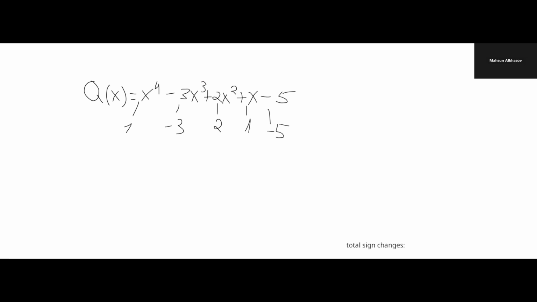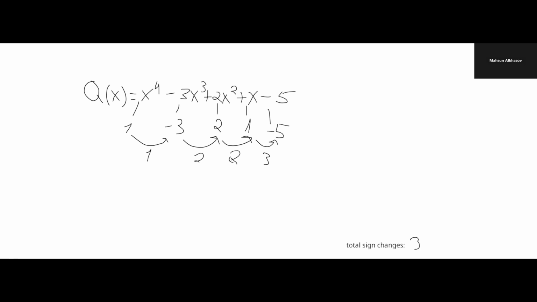Let's find total sign changes. From 1 to -3, we have one sign change from positive to negative. Here we have a sign change from negative to positive, which makes it 2. From 2 to 1, both are positive, so there is no sign change. It remains the same, 2. And from 1 to -5, we have a sign change from positive to negative, which makes a total of 3. Total sign changes is 3.